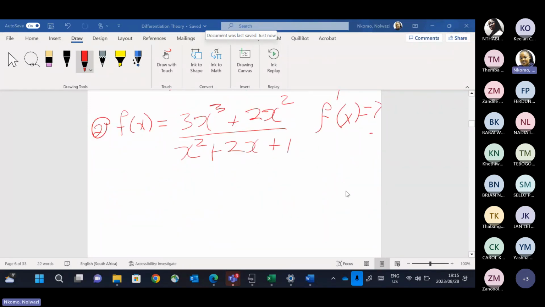Let's move on to the higher order of derivatives.